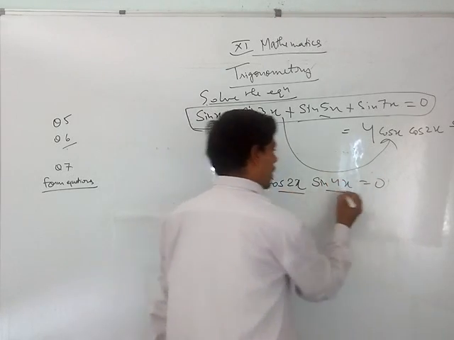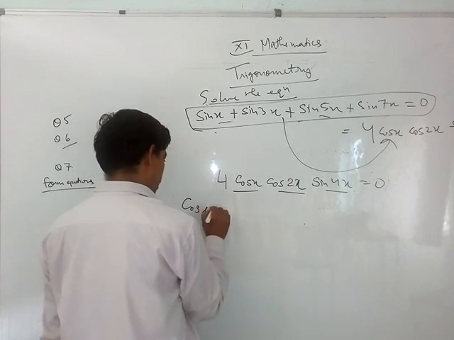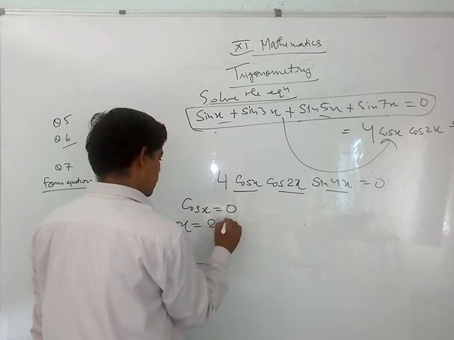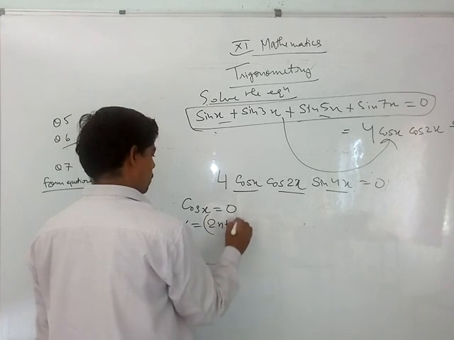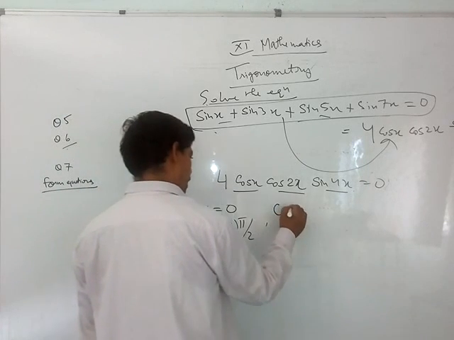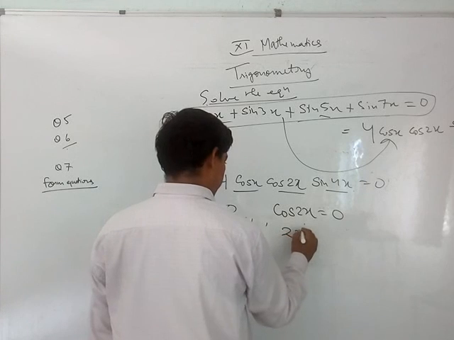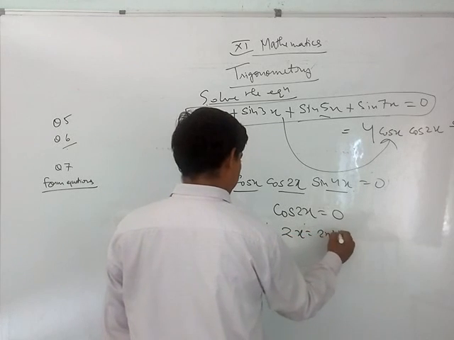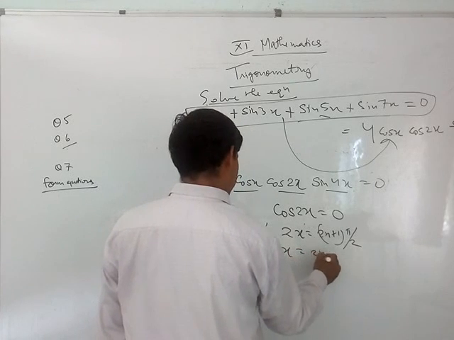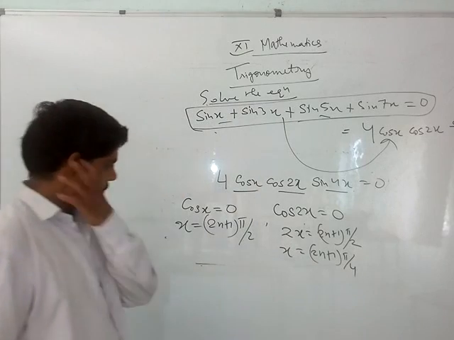Now each one of them can be 0. So cos x can be 0, which means x can be (2n plus 1) pi by 2. General solution I am writing. If cos 2x is 0, 2x can be (2n plus 1) pi by 2, so x is equal to (2n plus 1) pi by 4.